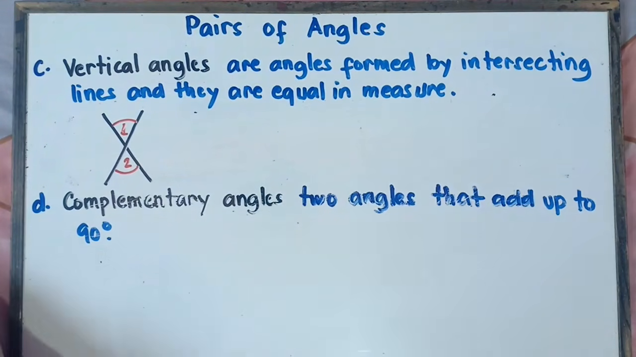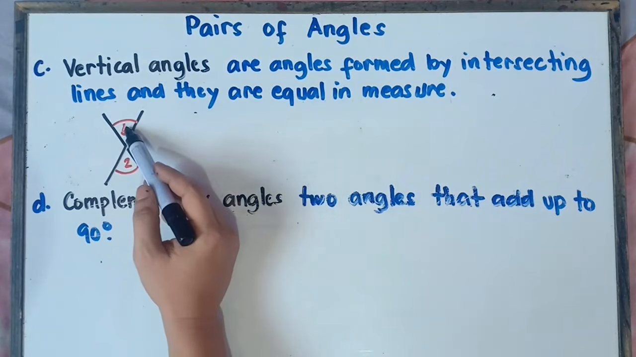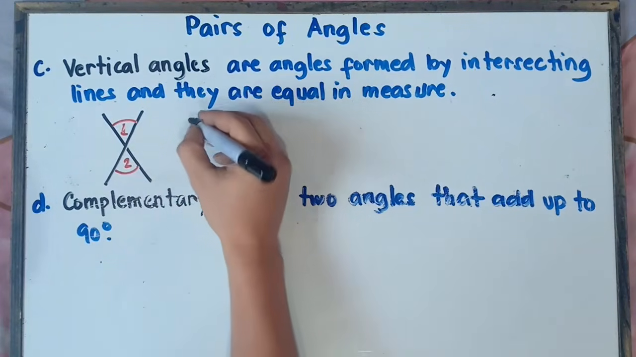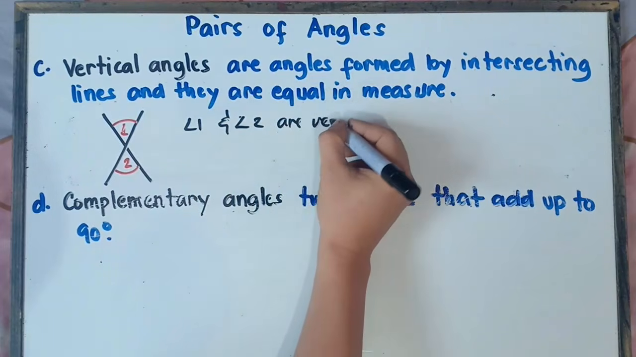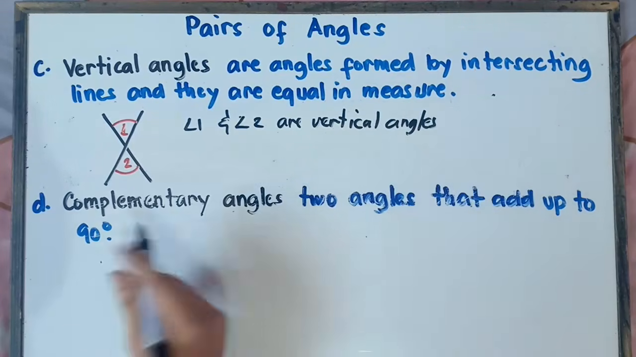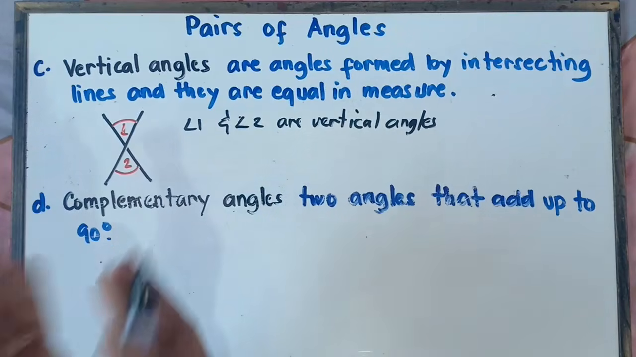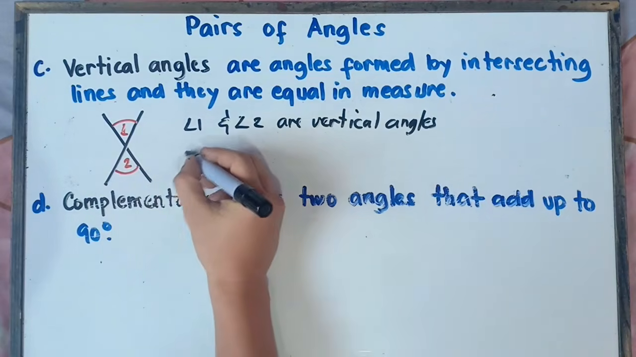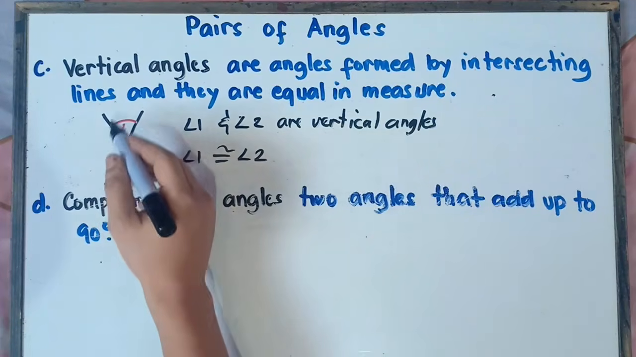I hope, class, it's clear for you with this one. If you have two lines intersect to each other, you can form an angle. This angle right here and this angle are what we call vertical angles. Therefore, we can say that angle 1 and angle 2 are vertical angles. You need to remember this one, class, that all vertical angles are congruent angles. Therefore, angle 1 is congruent to angle 2 because they have the same measure.